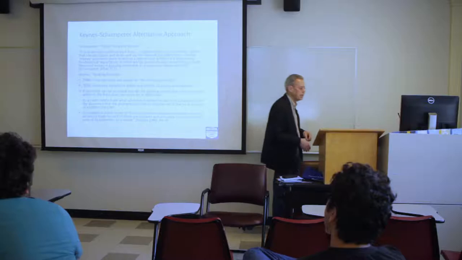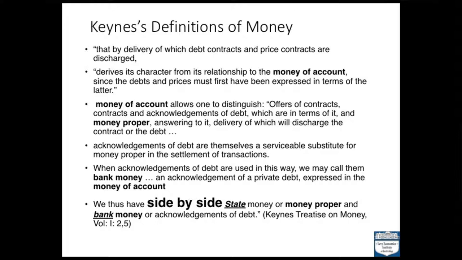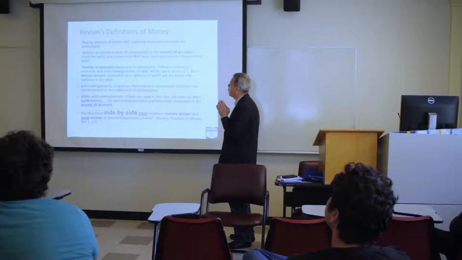system work. Now, Keynes in the Treatise on Money does give us finally a definition of money. And the presumption is that this is what he had in mind when he was talking about that banking principle, the debits and credits. So he says, money is what? That by the delivery of which debt contracts and price contracts are discharged, deriving its character from its relationship to the money of account, since debts and prices must first be expressed in terms of the latter.